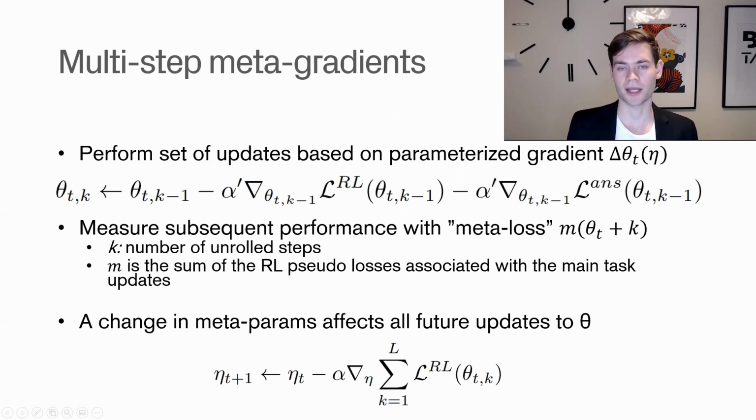We do this for a number of steps, and then we measure the performance in terms of the meta loss. And the meta loss is basically the sum of loss functions for all of these steps, but only for the reinforcement learning, so the main task loss function.